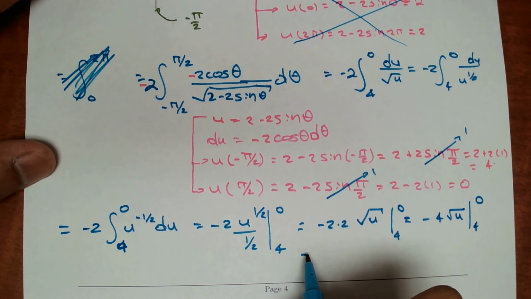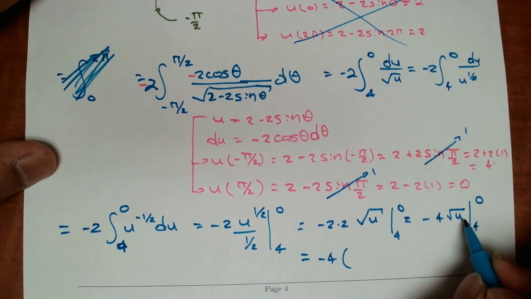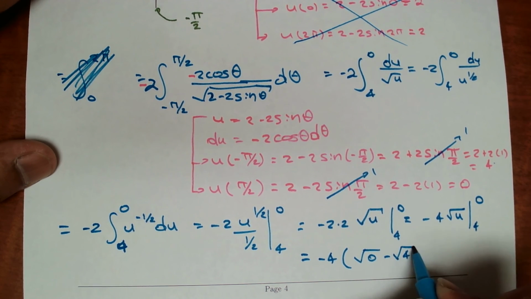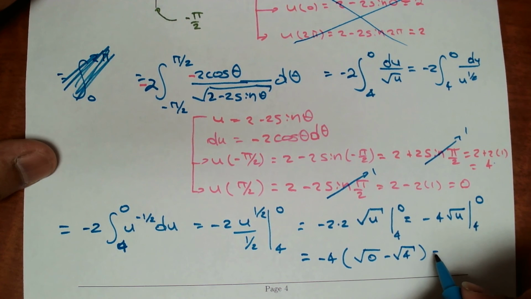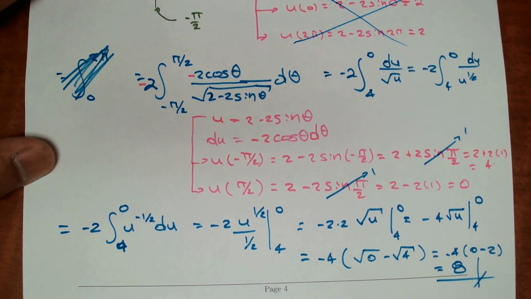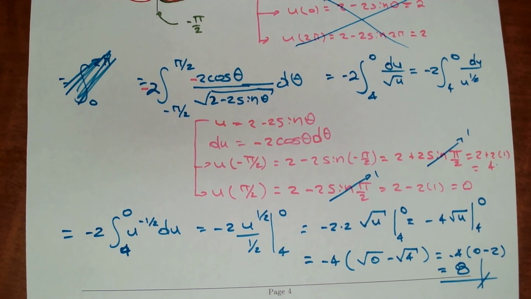We're just a couple of steps away from finishing this one. Negative 4 times the square root of 0 minus the square root of 4. The square root of 0 is 0, and the square root of 4 is 2. So 0 minus 2 is negative 2, times negative 4 gives us 8. And that's the final answer. Alright, so this is the end of the problem. And by the way, this was the end of the section.